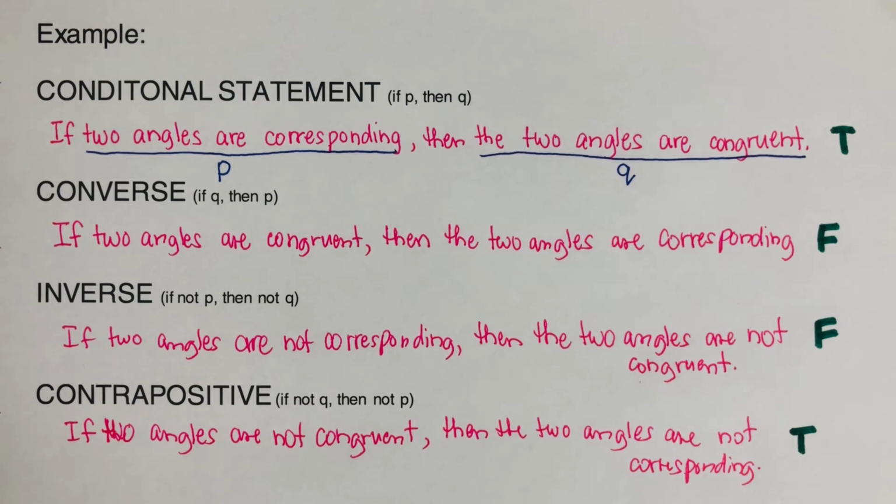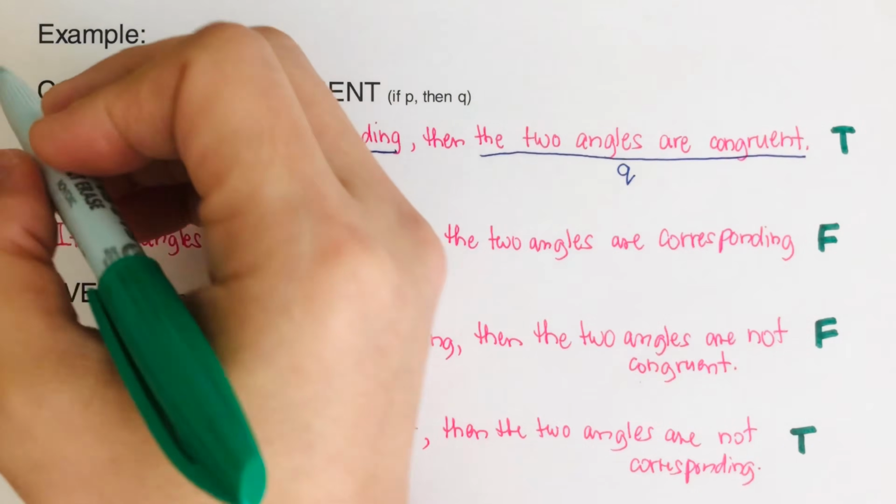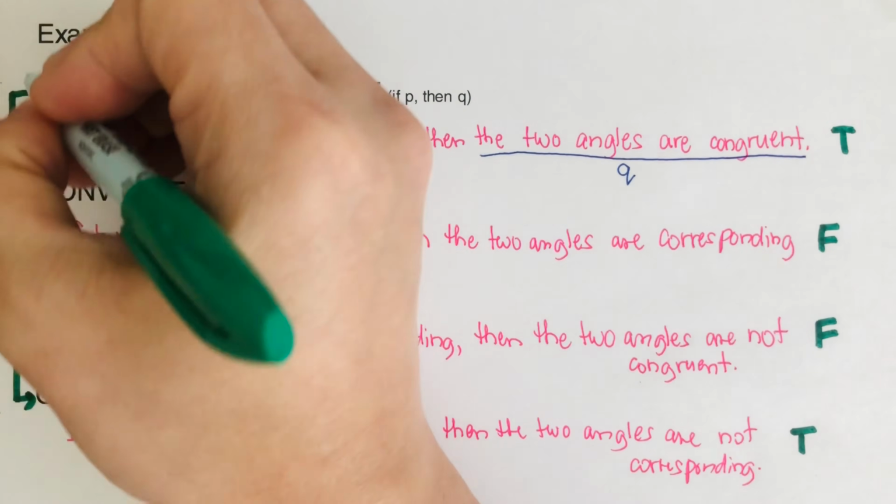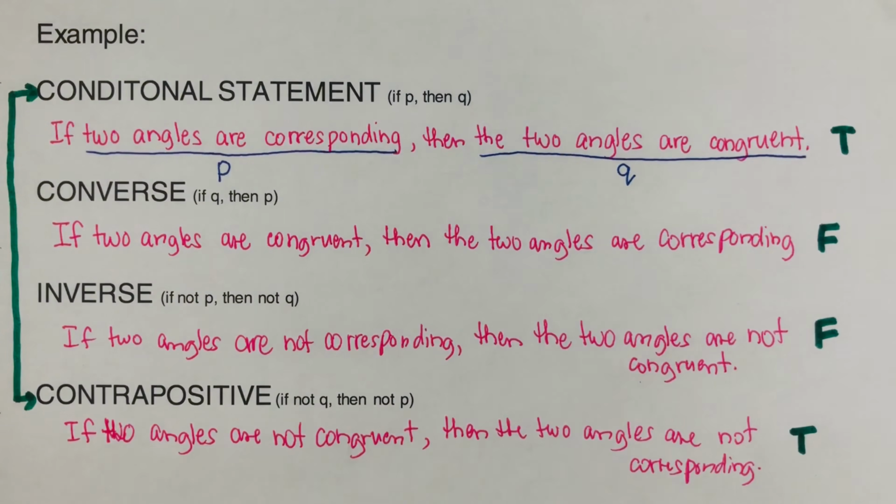Again, we always remember that the conditional statement and contrapositive go together. If the conditional statement is true, then the contrapositive would also be true. And the converse and inverse do not have to be true every time. Sometimes they can be false. Sometimes they can be true. Let's take this example here.